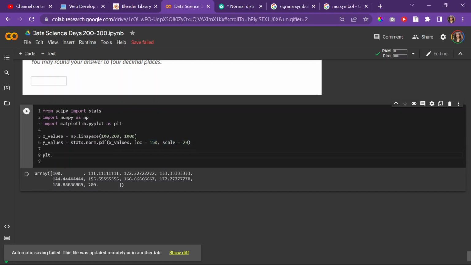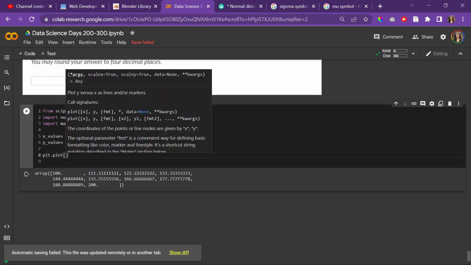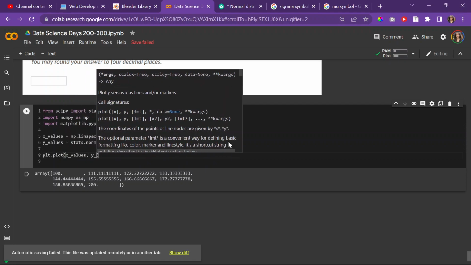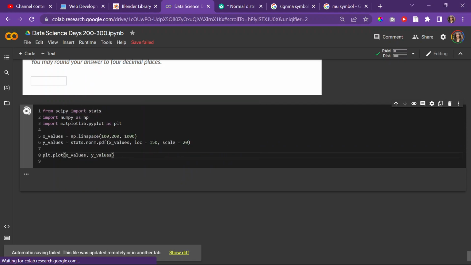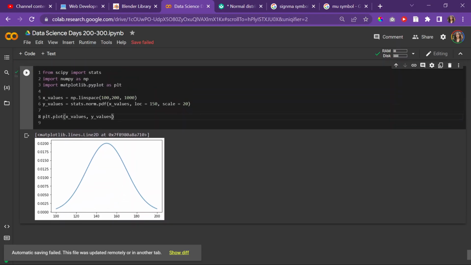Now you want to do plt dot plot, so you're getting the plot function from the Matplotlib library, and the plot function basically plots a graph for you. So I'm going to plot my x values and my y values, and I'm just going to run that, and you're going to see a normal distribution. As I said, it's kind of like an upside down parabola. The lines go out toward infinity, they never actually touch the x-axis, and you can see that the mean is right about in the middle. The mean is always in the middle.